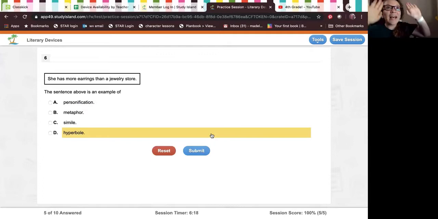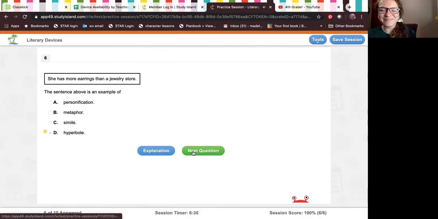Hyperbole, exaggeration. She has more earrings than a jewelry store. That's probably not true because jewelry stores have lots of earrings. So that's just saying that she has a ton of earrings with an exaggeration. So this would be an example of hyperbole. Great job.